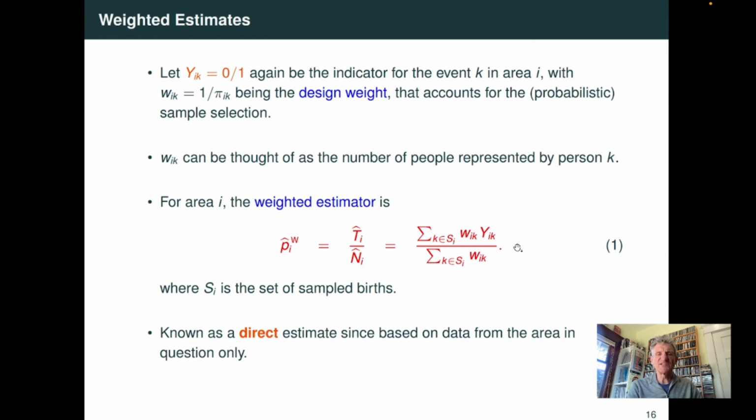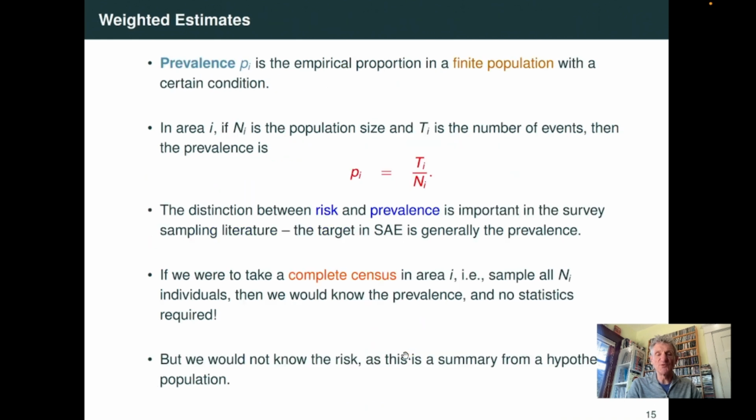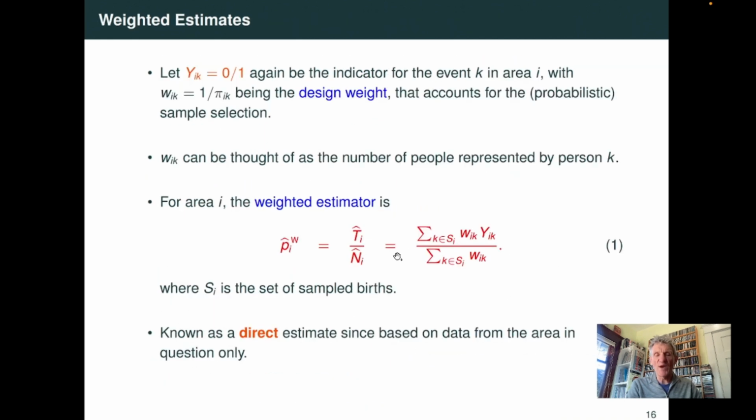Then the weighted estimator is just this weighted mean. So rather than previously, where we had this sample mean, the sum of the y's divided by the number in the sample, now we have this weighted combination. So it's an average again, but it's a weighted average. And that's this weighted estimator. And it's known as a direct estimator in the small area statistics world, because it uses data directly from that area only. So no data from any other area is contributing to this particular estimate.